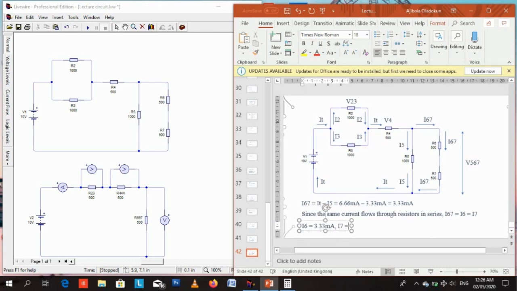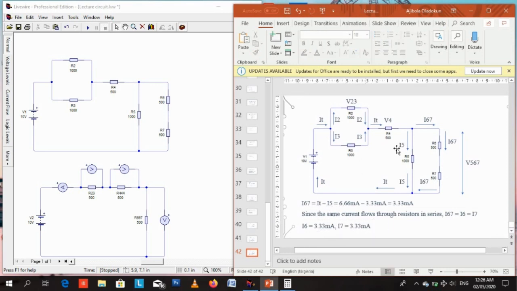I7 is equal to 3.33 milliamperes. That's because I67 is 3.33 milliamperes. I67 is the same current that flows through R7. It's the same current that flows through R6. So I6 and I7 are I67, which is 3.33 milliamperes.